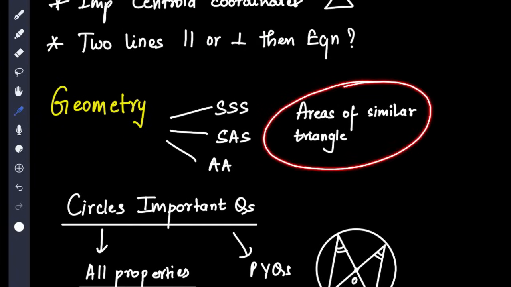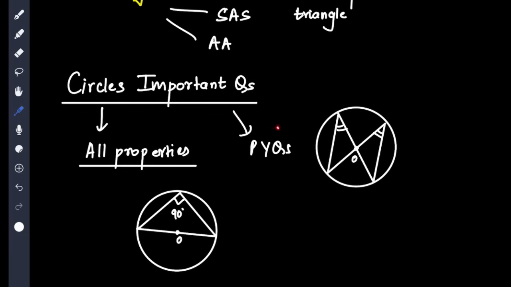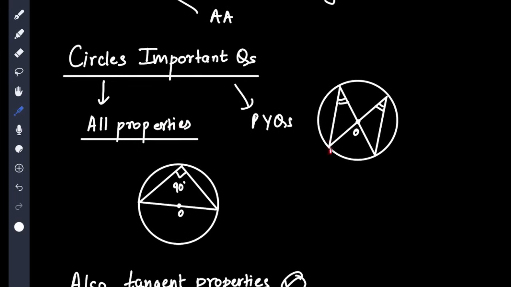Geometry, again areas of similar triangle, and how to prove that they are congruent. Then circles, important questions. You can cover it from PYQs, and all the properties must be learned by heart. Like angles of the same segment. See, these angles are equal.